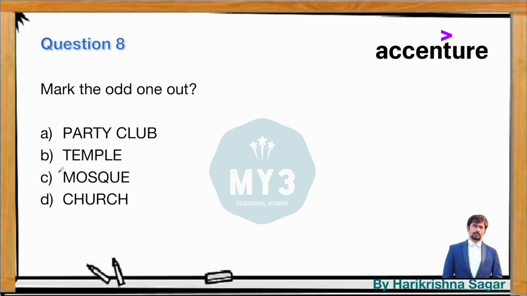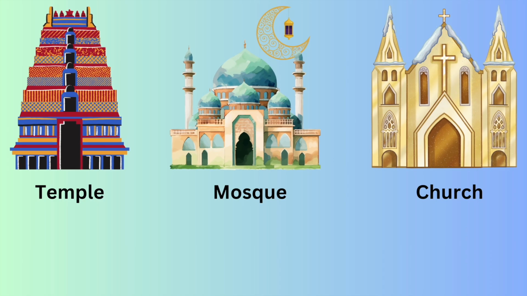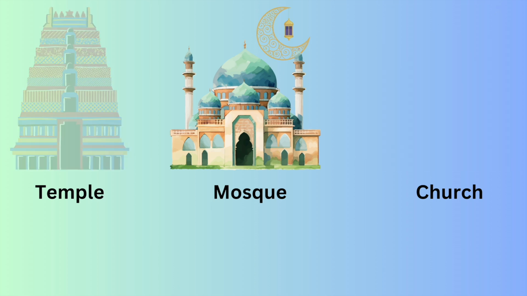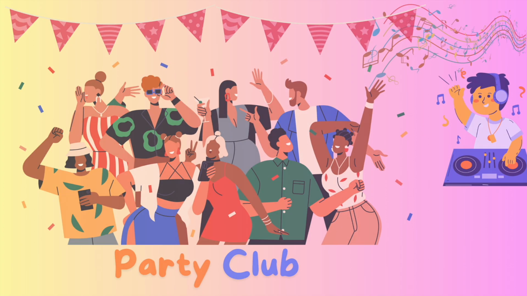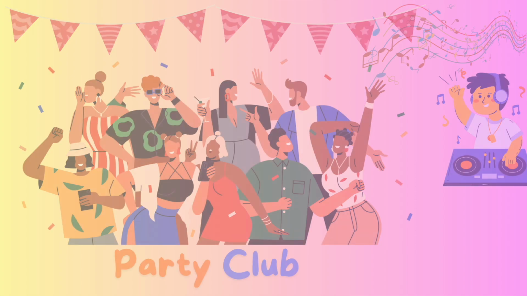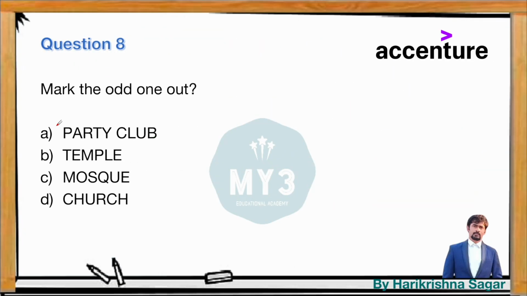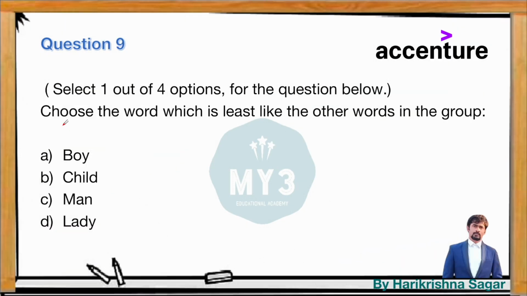Find the odd man out. Party club, temple, mosque, church. Temple, mosque, church. These are the places where people will go and pray. But if you look at party club, this is a place where the people will go and enjoy and have some fun. So that is the reason the answer must be party club, available as A, mark it as answer. Let's look at the next one.